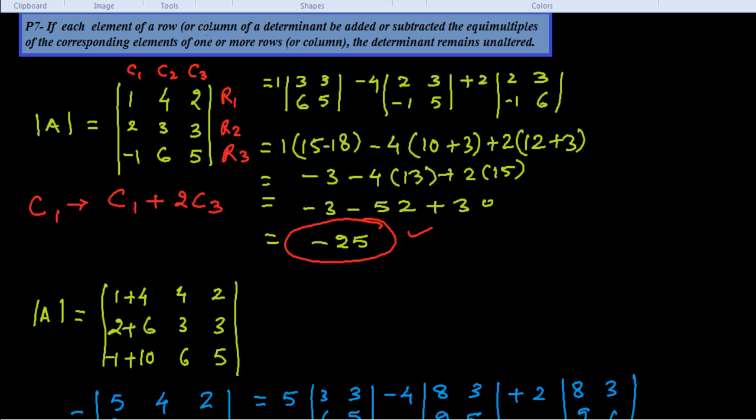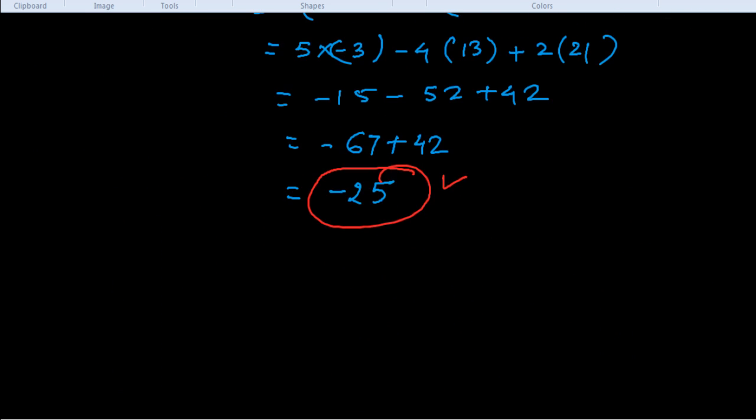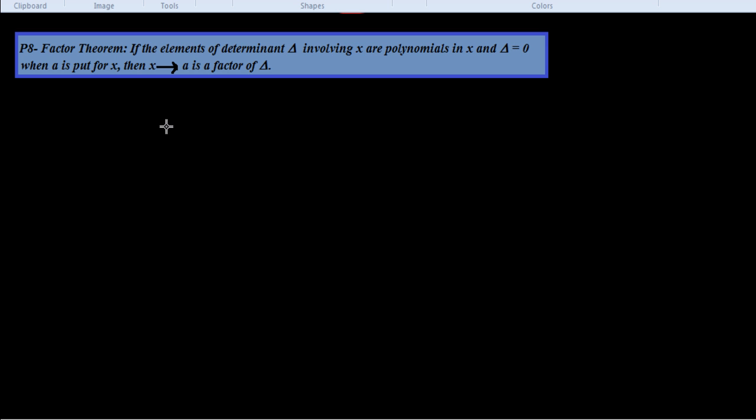Now I explain again the statement of this theorem. If each element of a row or a column of a determinant be added or subtracted the equimultiples of the corresponding elements of one or more rows or columns, the determinant remains unaltered. The value is the same, minus 25, minus 25.